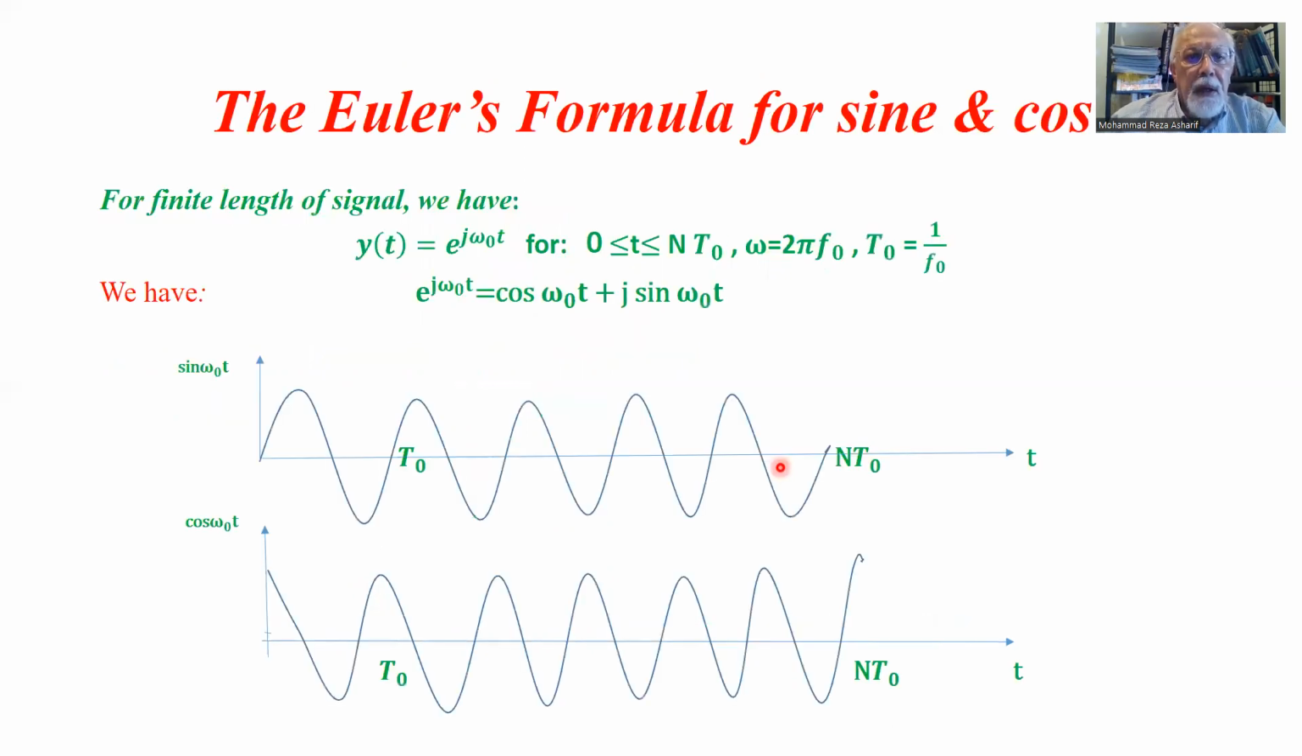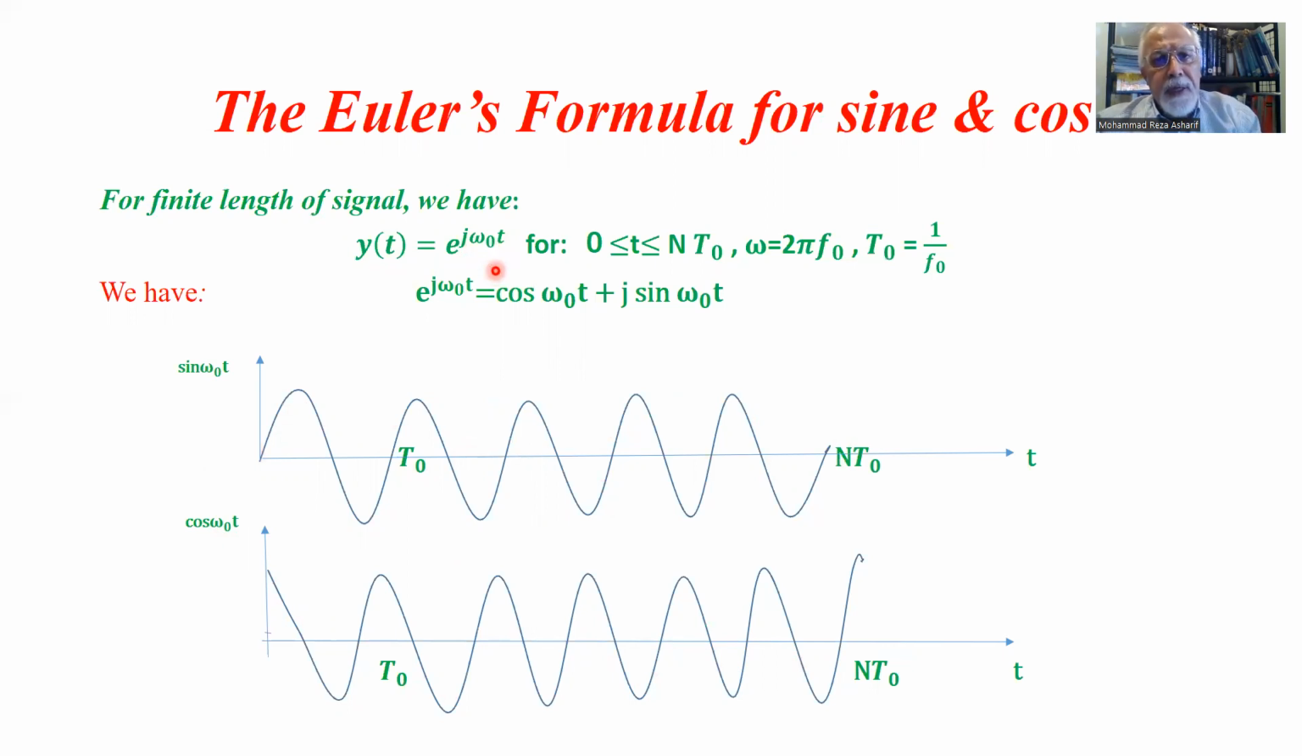Now, today I want to emphasize the case that our signal is finite, because no phenomenon in the world goes from minus infinite to plus infinite. For instance, it starts at 0 and ends after n cycles, with the simple case of a sine or cosine wave like this. Sine omega 0 t is like this, cosine omega 0 t is like this. This is the time domain. Anyway, our signal y(t) is e to the j omega 0 t with the frequency omega 0.